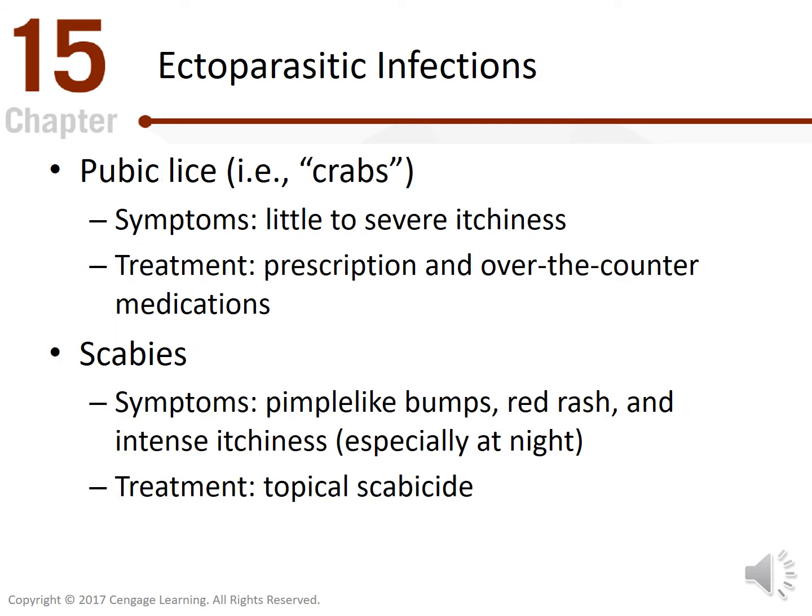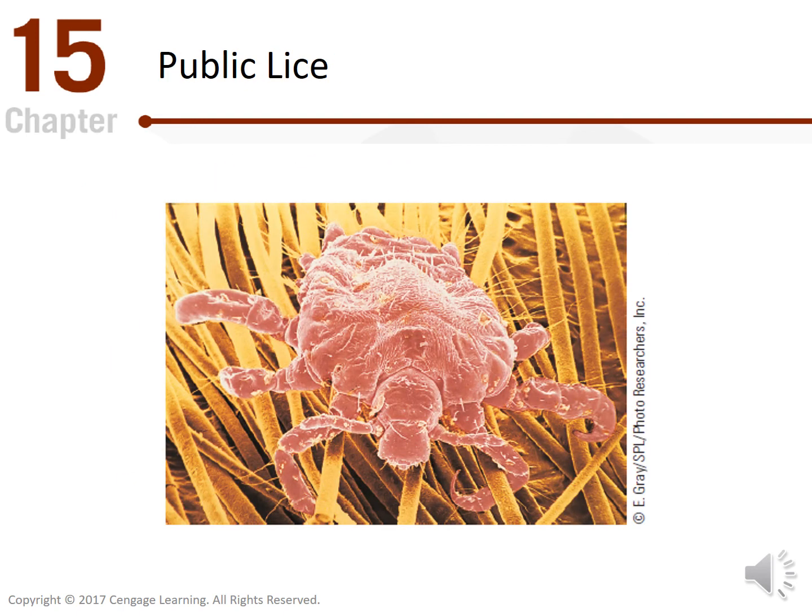Ectoparasitic infections. Pubic lice, also known as crabs. The symptoms are little to severe itchiness. Treatment is prescription and over-the-counter medication. Scabies. Symptoms are pimple-like bumps, red rash, and intense itchiness, especially at night. Treatments are topical scabicide. Pubic lice. Figure 15.6 is a close-up image of a pubic louse or crab.